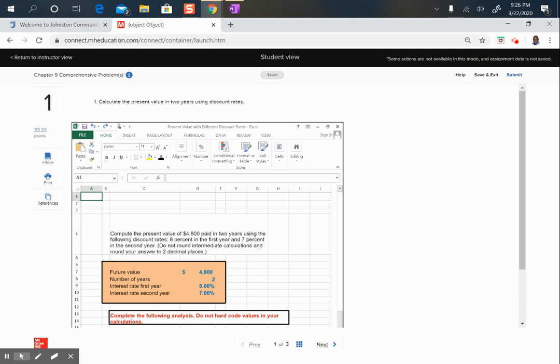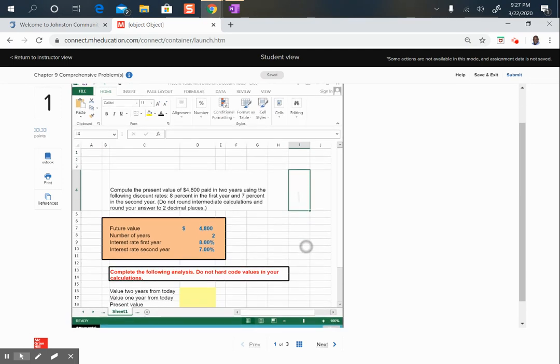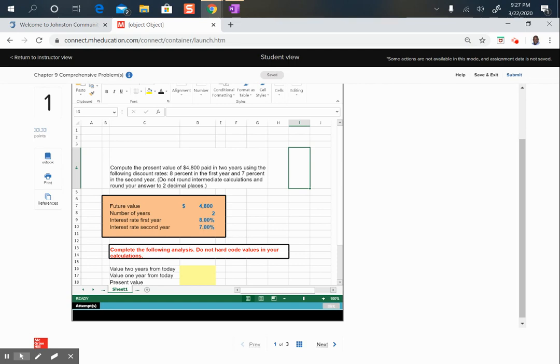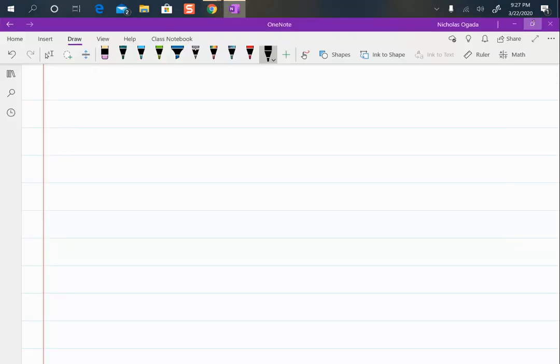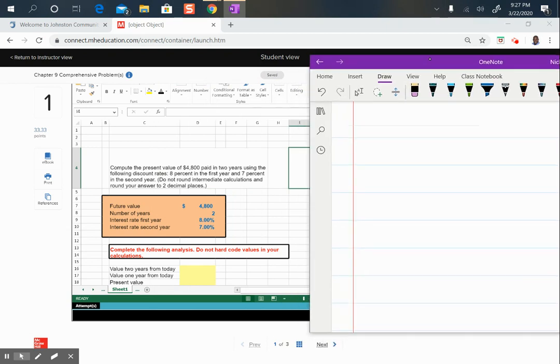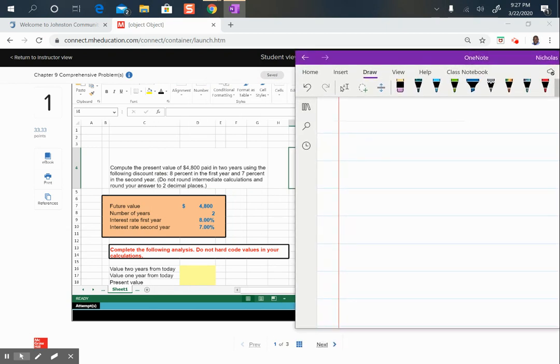In the first problem of the comprehensive problem, you've been asked to compute the present value of $4,800 that is paid in 2 years using two discount rates. The first discount rate, for the first year, is 8%, and 7% for the second year. In order to solve the problem, I always like to use a timeline because it gives me a clear understanding of the problem.